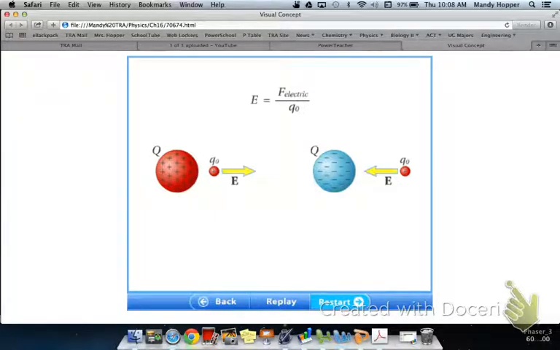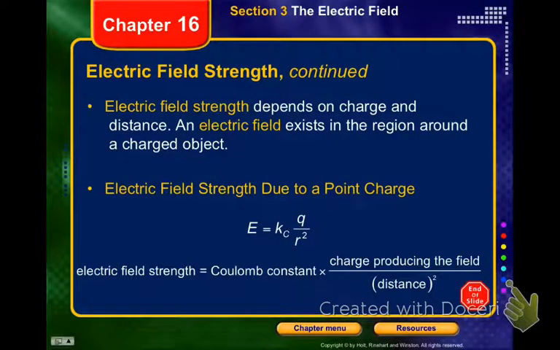What about the little q? Charge producing the field, what is the value for it going to be? As far as units go, coulombs, and then distance is going to be in meters. So E is going to be, once you look at all of these units, in newtons over coulombs. So there's another equation for you to write down.